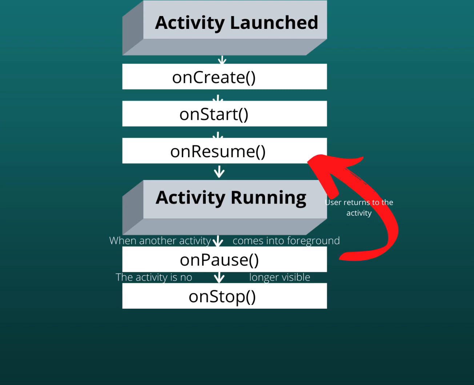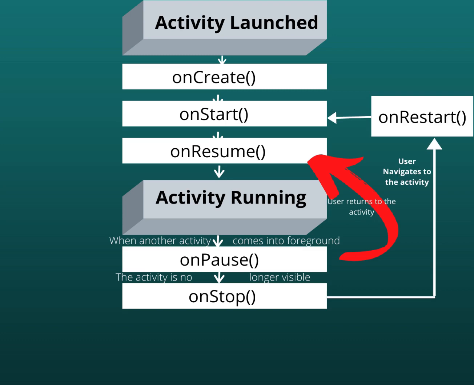If the activity comes back, then the system invokes onRestart. For example, let's say we are on activity A, and we move to activity B and come back to activity A again. Then onRestart will be called first, and then onStart and onResume.